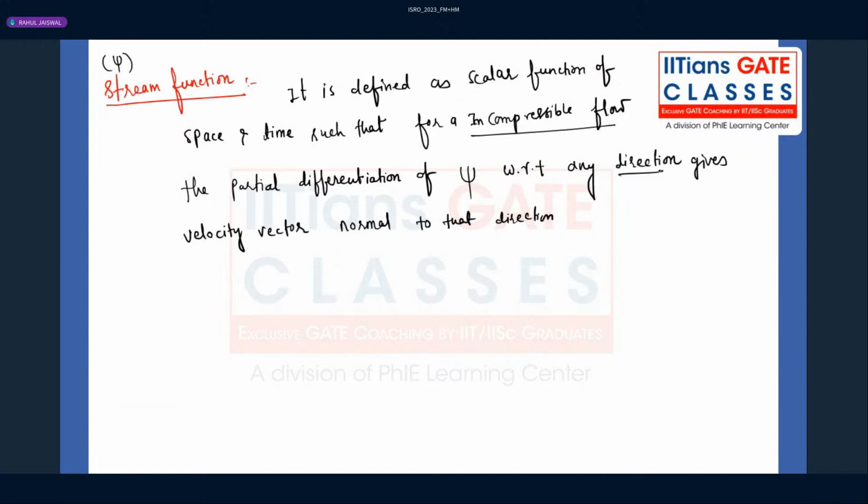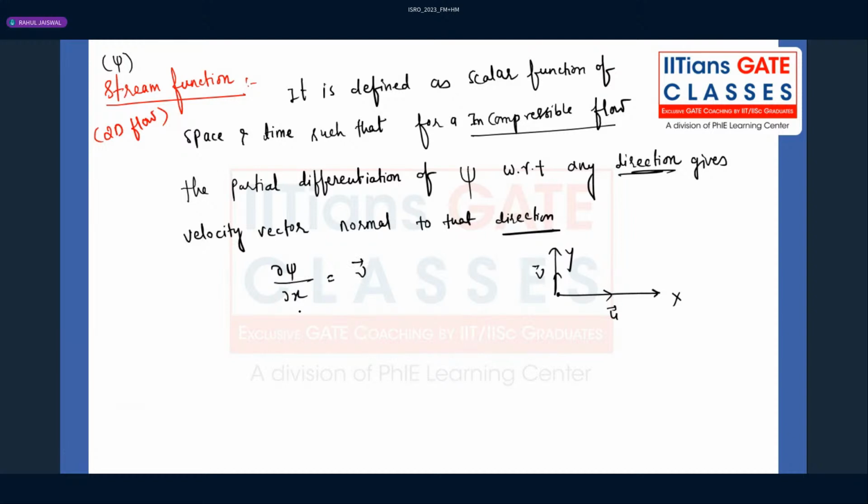That means if you take x and y, and first of all, it is valid only for 2D flow, not for 3D flow. Whenever you differentiate psi with respect to x, it will give you the velocity perpendicular to x. Which velocity is perpendicular to x? This is u, this is v. V is perpendicular, so it will give you velocity v.